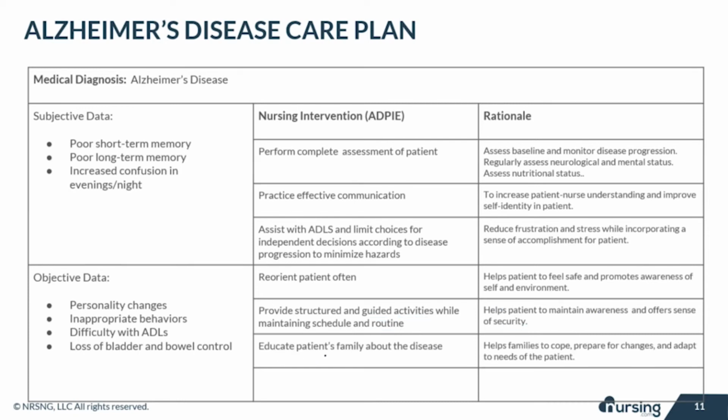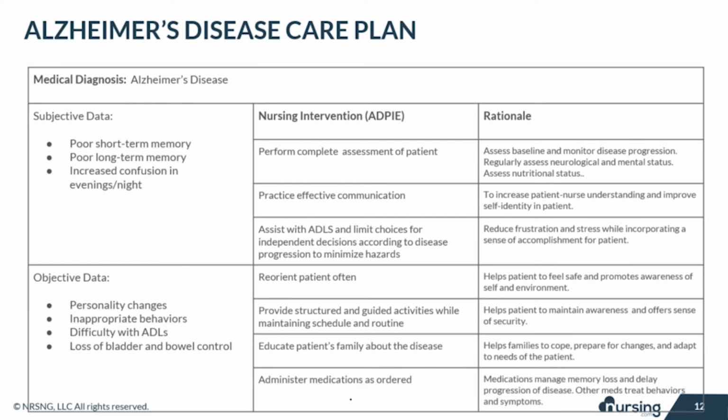So you'll want to educate the patient's family about the disease. This is going to help that family to cope. This is really hard on them, you guys. Really hard. Their family member is changing right in front of their eyes. So you want to help them cope. You want to help prepare them for changes and adapt to the needs of the patient.